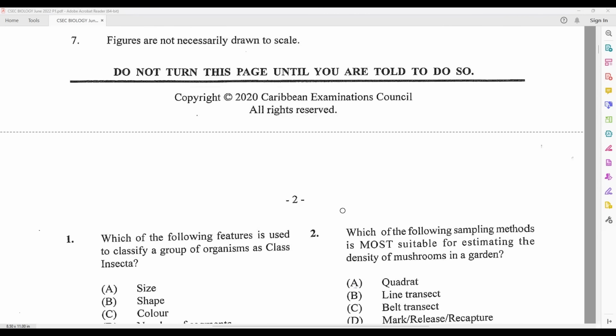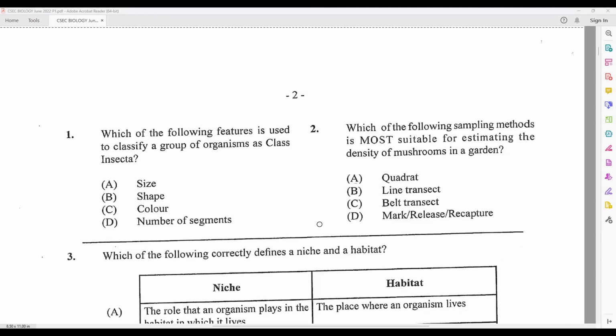So let's jump into it with question 1. Which of the following features is used to classify a group of organisms as class Insecta? And that is number of segments. Insects are required to have 3 segments: the head, thorax, abdomen.